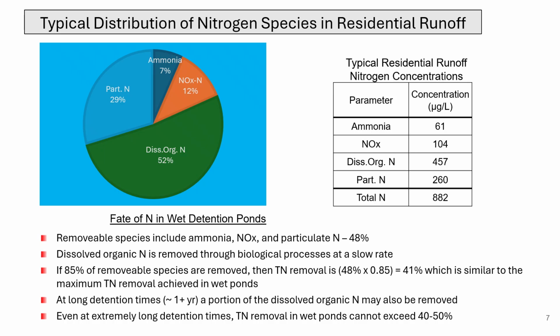If we consider a high efficiency for the removable species, say 85% removal of that 48% fraction, we can estimate an overall total nitrogen removal of approximately 41%.